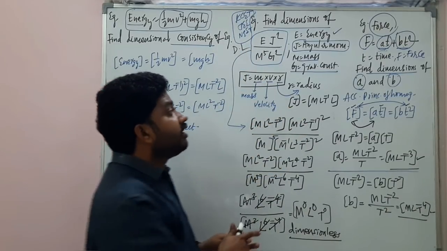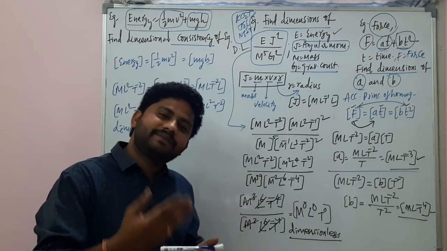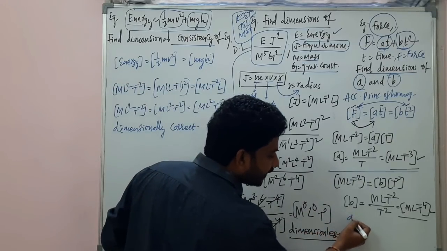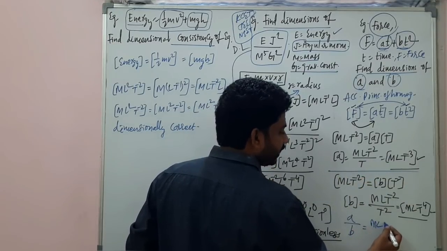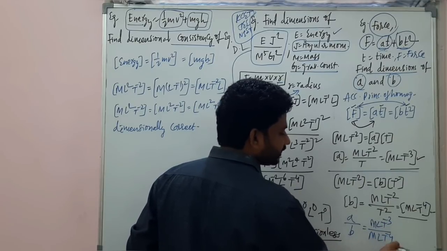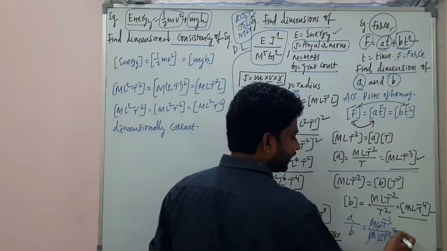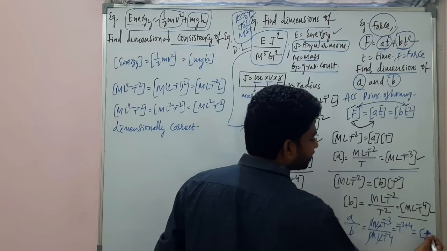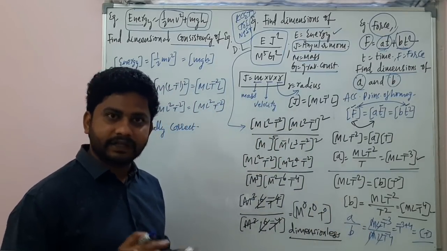Now the question is, find the dimensions of A and B. That's it. Sometimes the question can be asked, find the dimensions of A by B. A by B dimensions of what? A's dimensions are MLT minus 3 by B dimensions are MLT minus 4. So M cancels, L cancels. That I can write T to the power minus 3 plus 4, and that is time dimensions. Dimensions of A by B is equal to dimensions of time.